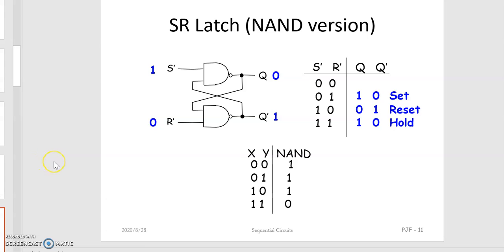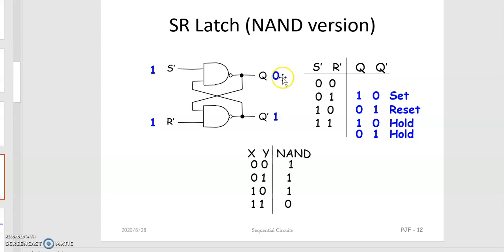Now we'll see how this 1, 1 combination can hold the previous output. Here we are assuming that these two values are 0, 1. Then if S dash is equal to 1 and R dash is equal to 1, what happens to the output? If S dash and R dash are again 1, 1, the output always depends upon the second inputs. So if you apply this Q, that is the 0 value, to this particular NAND gate, 0, 1 gives the output as 1. If you give the 1 to this particular NAND gate, 1, 1 gives the output as 0.